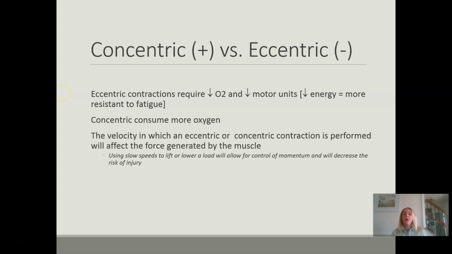Eccentric contractions require less oxygen and fewer motor units. Concentric contractions are going to consume more oxygen. And the velocity at which the muscle contraction is performed is going to affect the force that's generated. Using slower speeds is going to help control the momentum and decrease the risk of any injury. So that's why we try to avoid really fast, jerky movements whenever we're doing any type of resistance training.